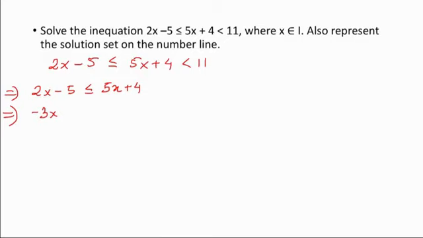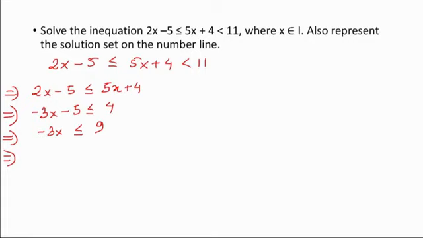So 2x minus 5x is minus 3x, minus 5 is less than or equal to 5x minus 5x, which is 0, and only 4 remains on this side of this inequation. Now we want to get all the constant terms on the other side of the inequation. In order to do that, we add 5 on both sides. So minus 3x, and minus 5 plus 5 is 0, less than or equal to 4 plus 5, that would be 9. So minus 3x less than or equal to 9.